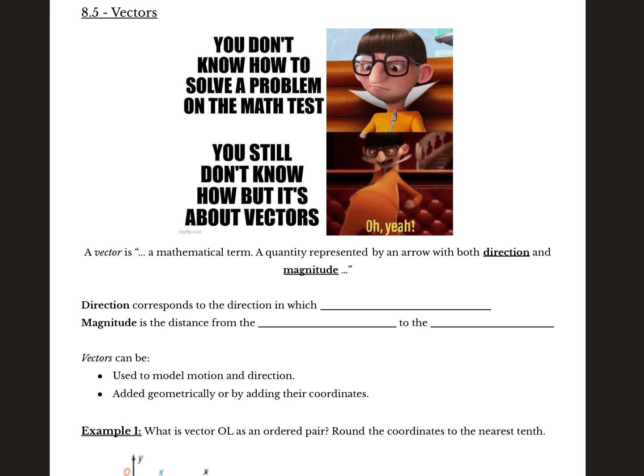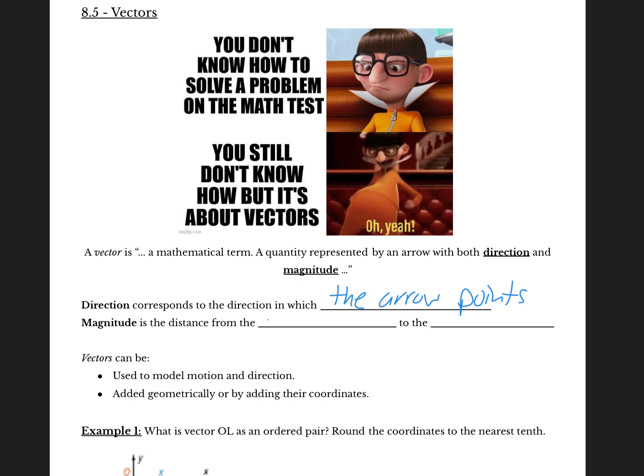So a vector, this is a quantity which we can represent visually on a graph, which is what we're going to do, but it has both direction and magnitude. So these are the two things that constitute what a vector is. So direction, that just corresponds towards where the arrow is pointing. So the direction in which the arrow points. And then the magnitude, that is just talking about the total distance of a vector.